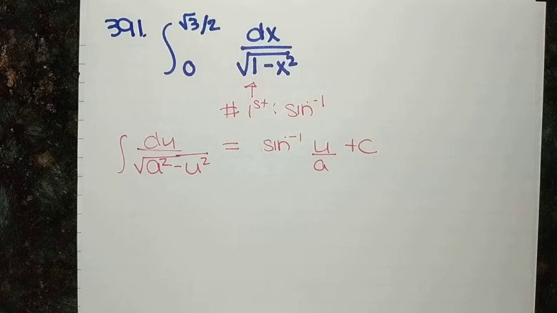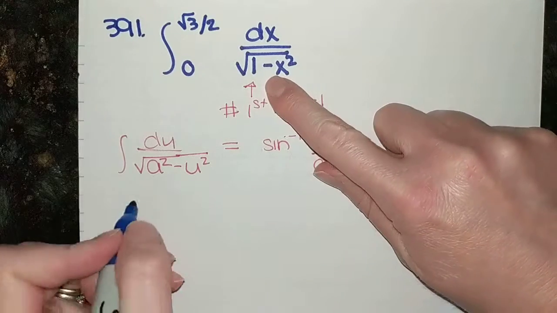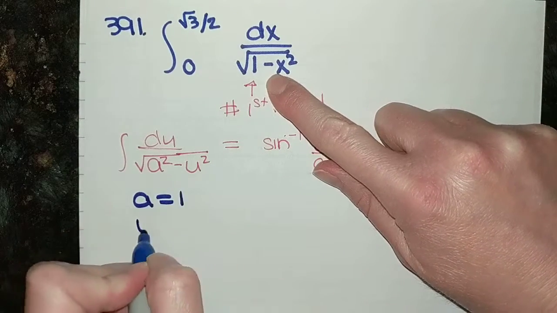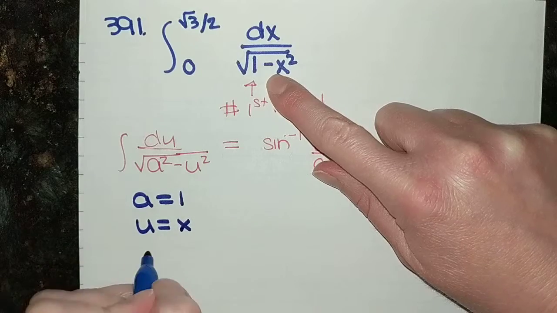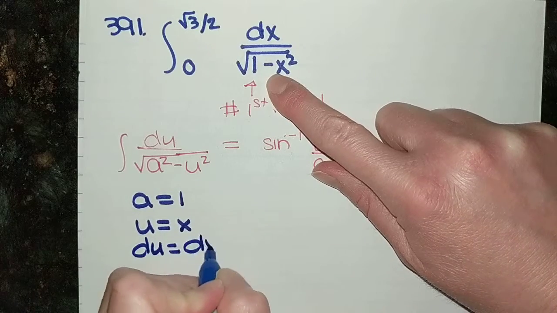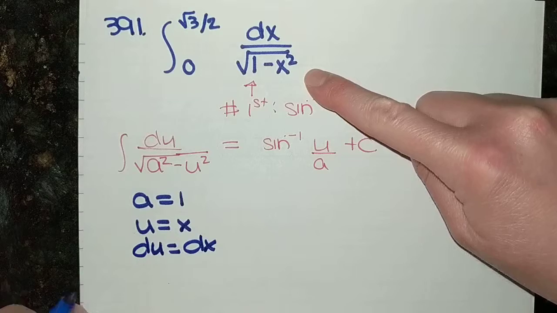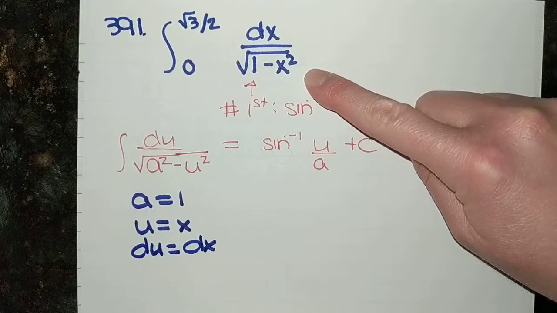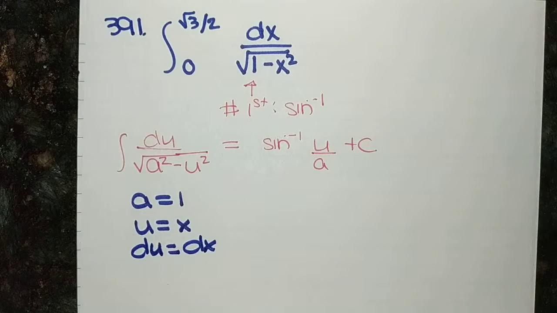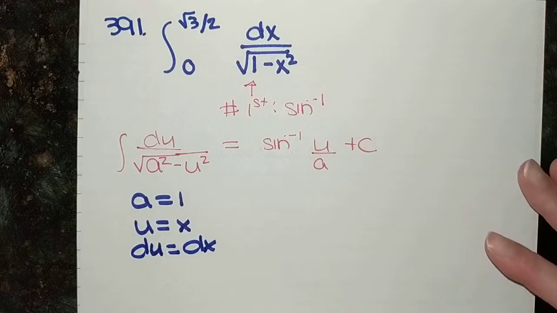If you look at what you currently have, your a would be equal to 1, and your u would be equal to x. And then your du, of course, would be equal to dx. So you have exactly what is set up with the current integral. You don't have to multiply anything in to get your du there.